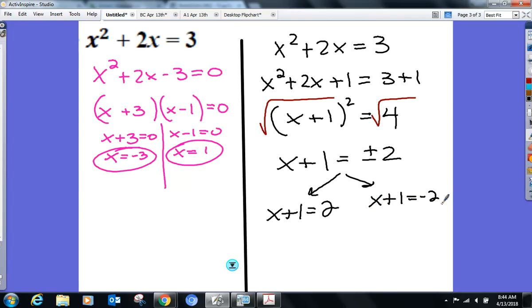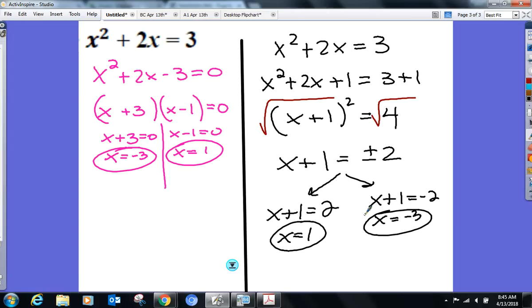So now one answer will be x plus 1 equals 2, and x plus 1 equals negative 2. Okay, watch the magic. Ready? Move the 1 over. What do you got? 2 different ways. You could factor it, or you could complete the square.